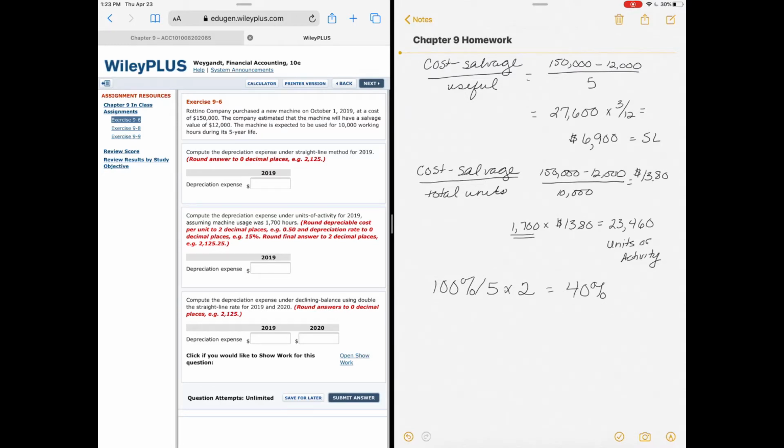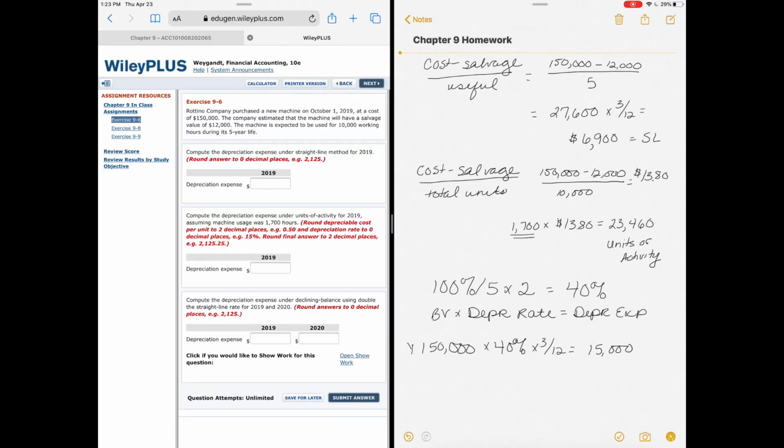I take my book value times my depreciation rate to get to that depreciation expense. Now in that first year, my book value is the same as my cost. So I times that by my 40%. But here, that 40% is an annual rate. So again, I have to multiply this by 3 over 12. So in year 1, my depreciation expense should be $15,000.